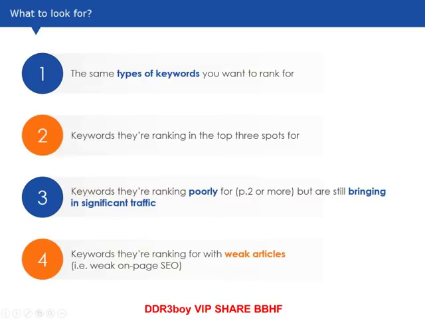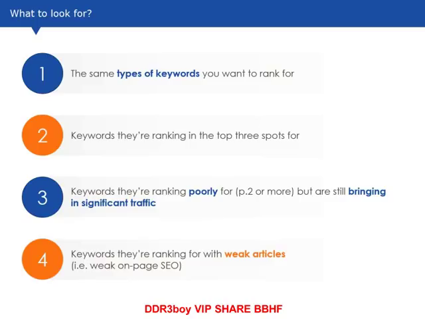Again, what you want to look for are the same types of keywords that you want to rank for. Second, keywords that they're ranking in the top 3 spots for. Keywords that they're ranking poorly for, so maybe they're on page 2 or more, but they're still bringing in significant traffic. And then finally, keywords they're ranking for with weak articles and weak on-page SEO.